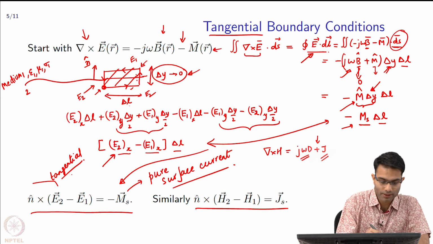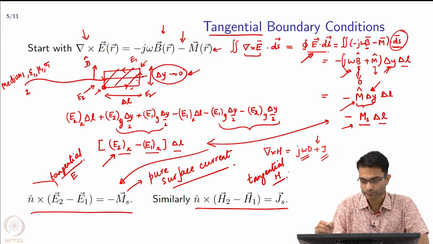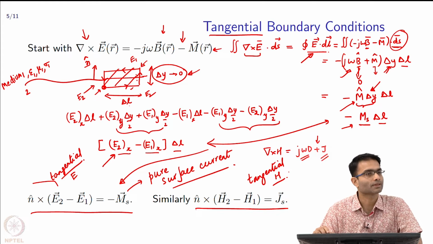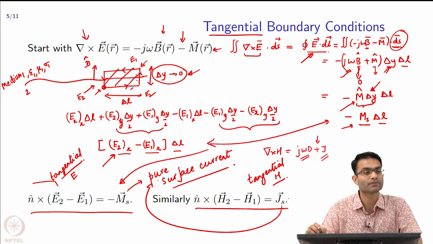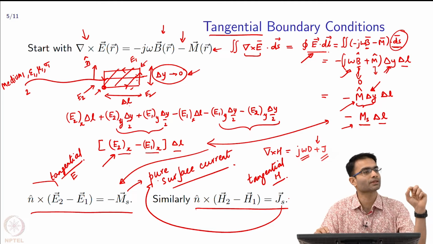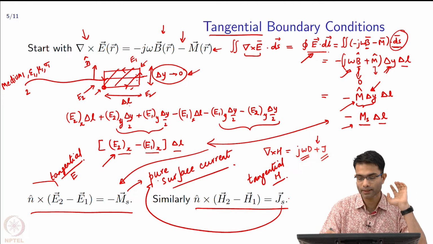So this is tangential E, and this is tangential H fields, right. So what is this again over here? This is also a pure surface current. Pure surface currents means it lives in the surface in a vanishingly small thickness. Only then can it contribute.